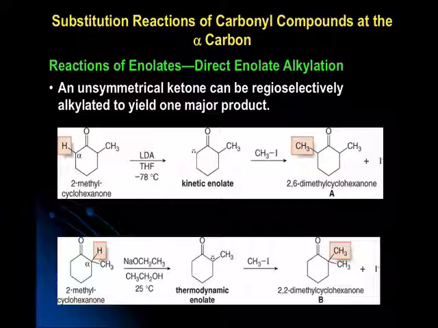Okay? And since we always have the acid around and the base, these are going to equilibrate, and that's why we get the thermodynamic enolate. Once we have the thermodynamic enolate, however, it will react with iodomethane, and it will make the new carbon-carbon bond, and so we end up with 2,2-dimethylcyclohexanone. And so how is this product different from this product?